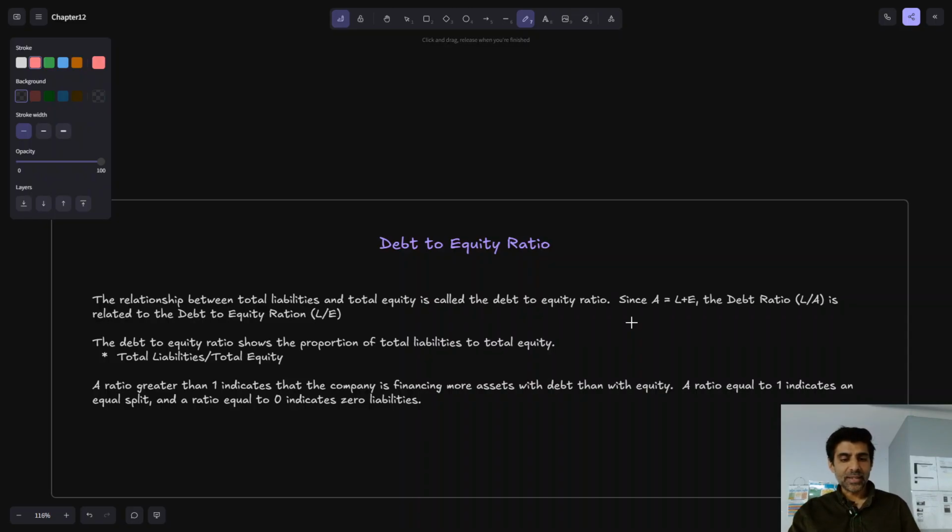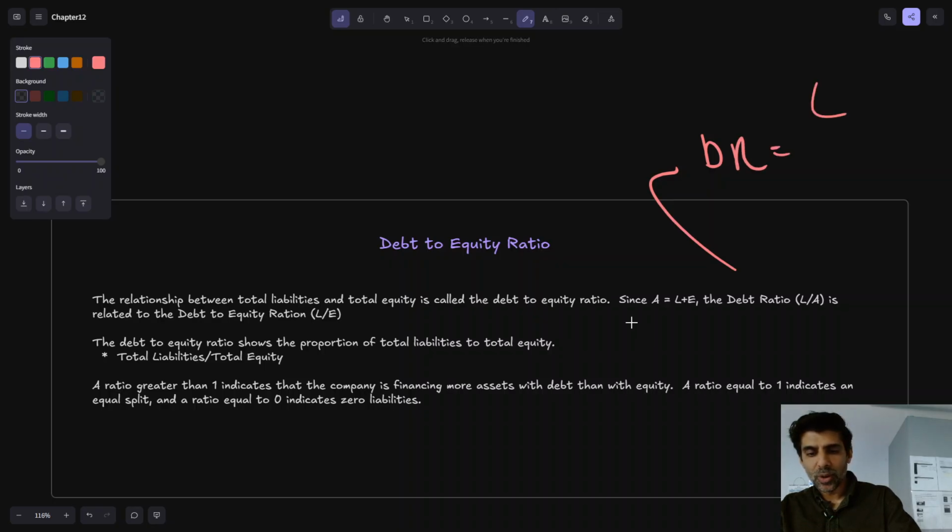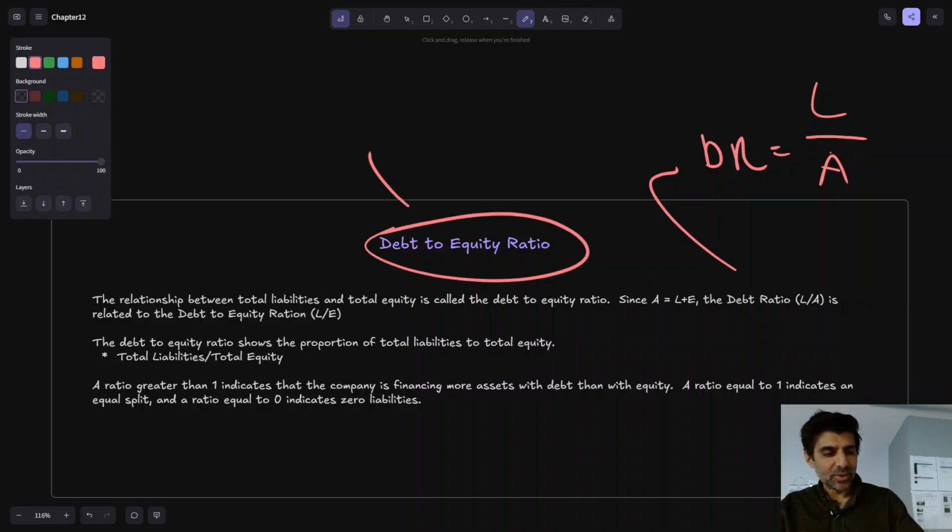Okay, and then debt to equity ratio: the relationship between total liabilities and total equity is called the debt to equity ratio. We had the debt ratio already that we talked about, right? The debt ratio is equal to your total liabilities divided by total assets. Now, the debt to equity ratio is related. So the D/E ratio is basically your L divided by E.